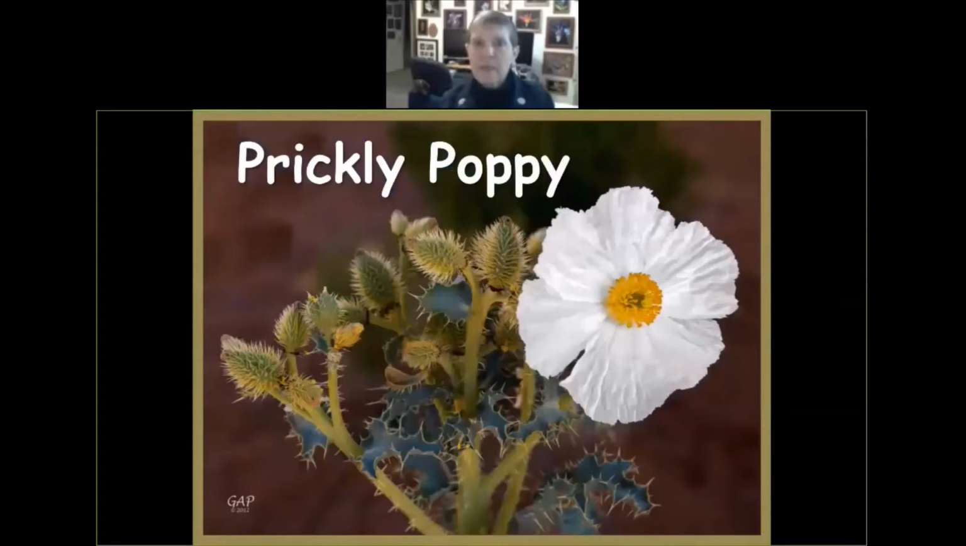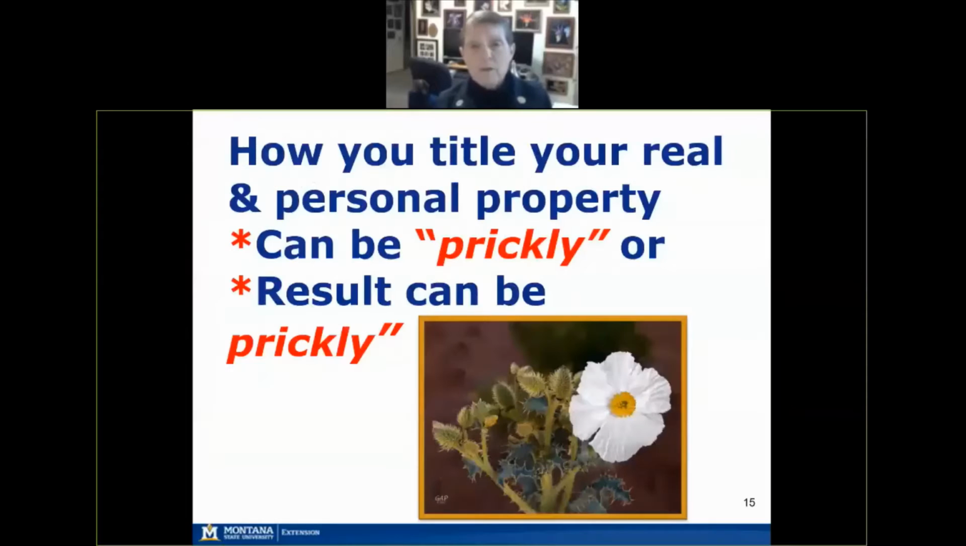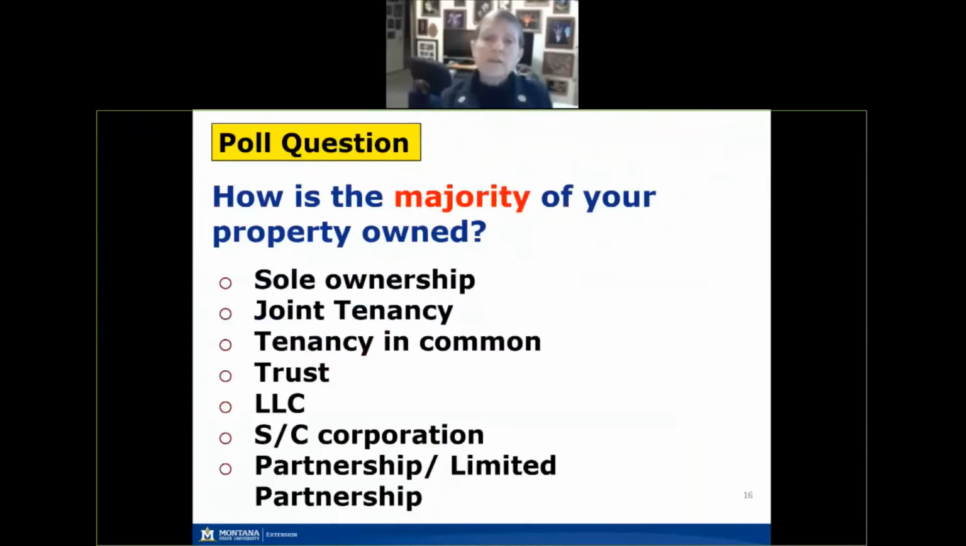Okay? Now, this is a prickly poppy that we happen to have found in Utah. And what it makes me think about is how you title your real and personal property can be a little prickly, or maybe the result can be prickly. So let's take a look at this.